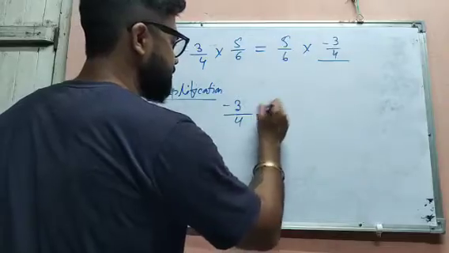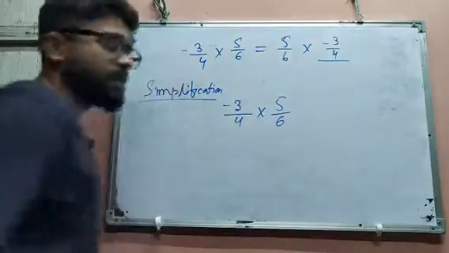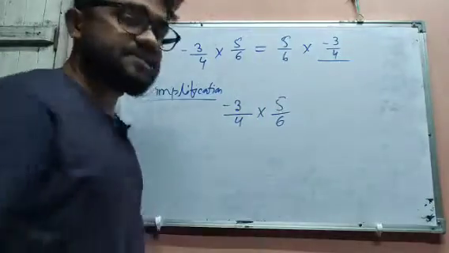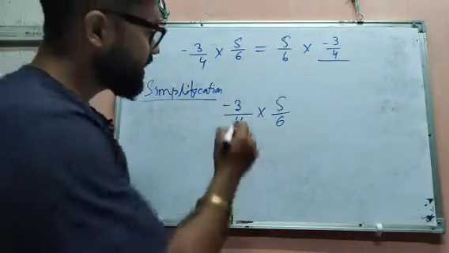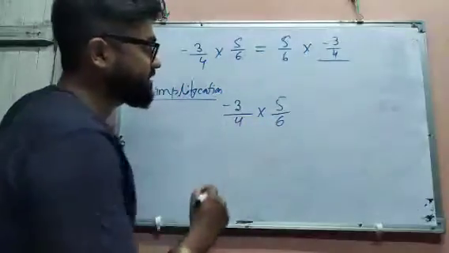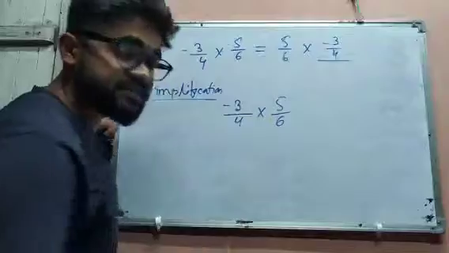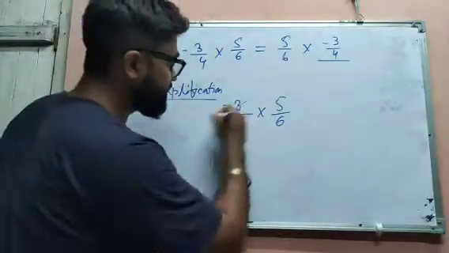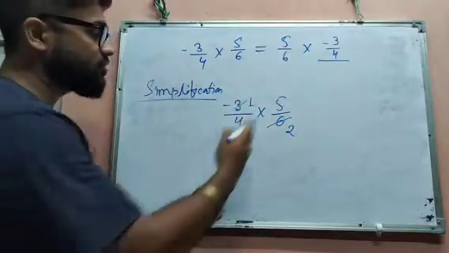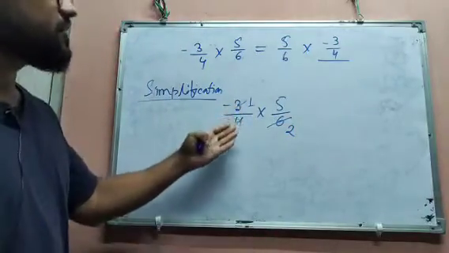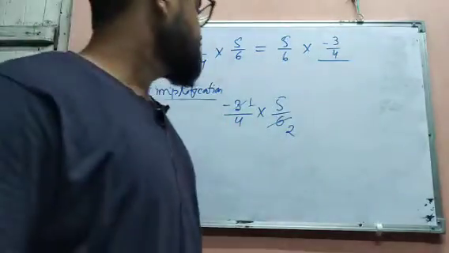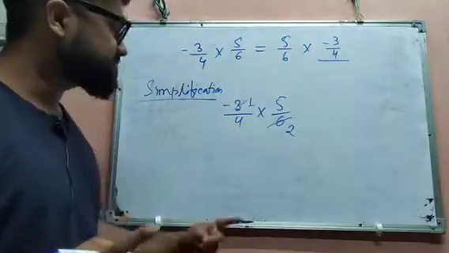Minus 3 by 4 into 5 by 6. First we need to see if any number can be cancelled. See, here minus 3 is there and here it is 6. We know that 3 and 6 can both be cancelled because 3 divides 6 two times. So 3 divides by 3, here it is 1 time and here it becomes 2 times. Now no more cancellation can be done because here it is 5 and here it is 4.